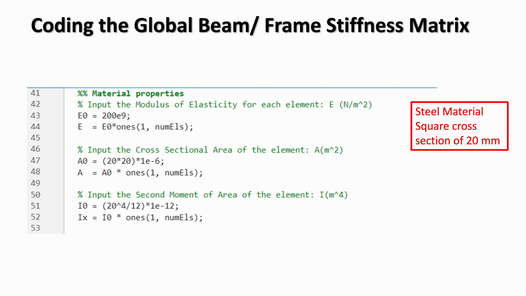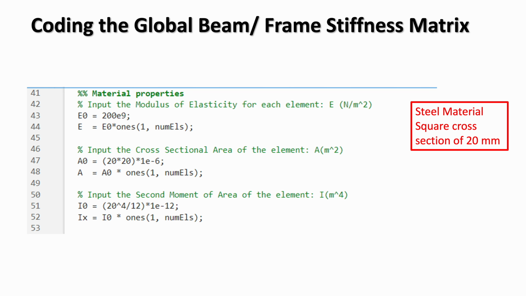Next, we input the cross-sectional area. In this case, each member is taken as a square section of 20 millimeters by 20 millimeters. Multiplying them gives the area, which is 400 square millimeters. The 1e-6 converts the square millimeters into square meters, giving an area in SI units. Again, the array A assigns the same value to all elements.